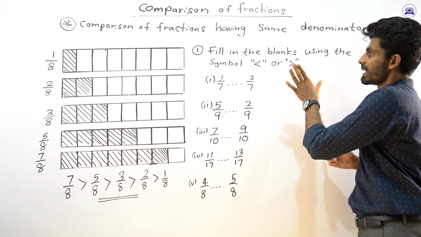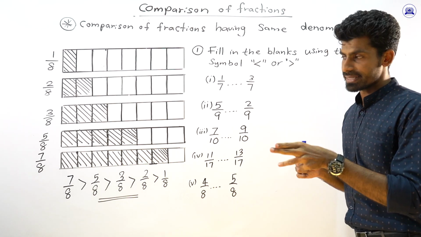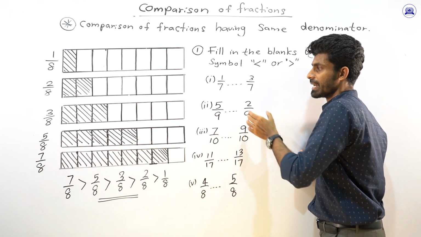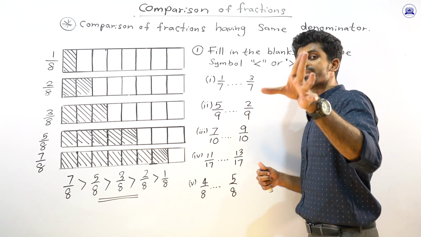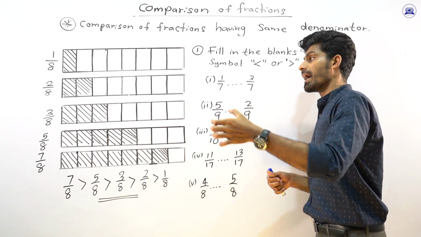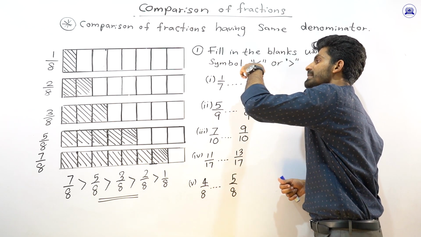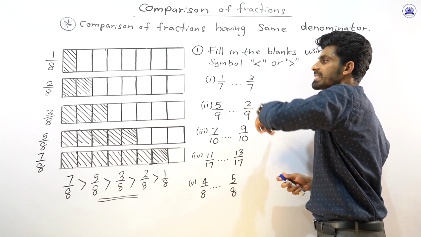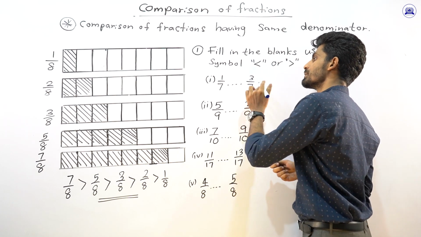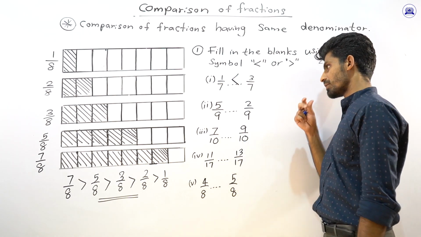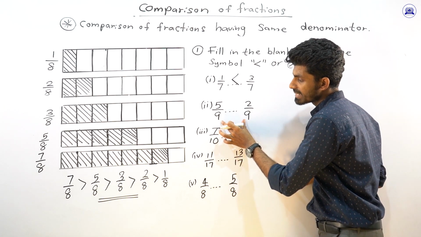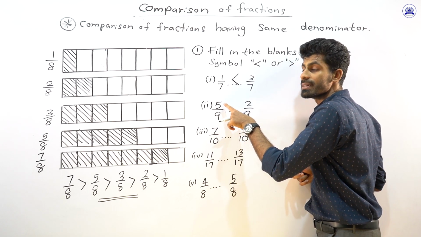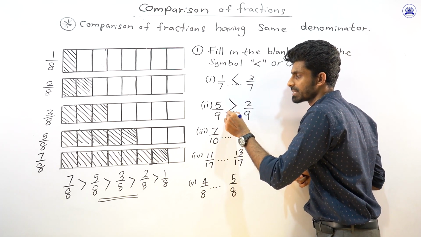Right, look at this one. Fill in the blanks using the symbol less than or greater than, right? 1 over 7, 3 over 7. Look at the denominators. Denominators are same. Just look at the numerator. Largest numerator is the largest fraction. So this one is the largest fraction. So 1 over 7 is less than 3 over 7. Look at this one. Denominators are same. Just look at the numerator. 5 is the largest one. So this one is greater than this one.